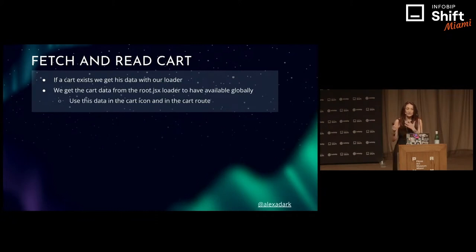Now, if a cart exists, we want to get this data with our loader, but we need this data in different places. We need it in the header, in the little icon to know the number of items in the cart, and we need it in the cart route to get all this data. So we are going to place this loader in the root file so it will be available globally.